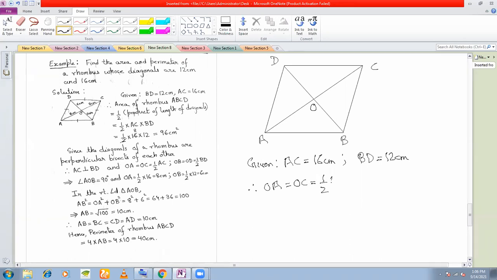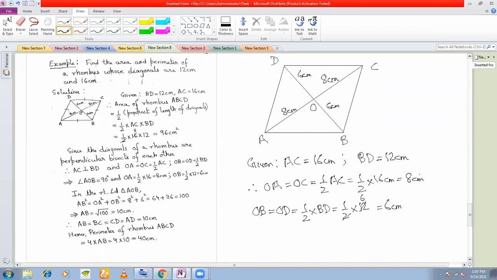Half of AC, right? Which is half into 16 centimeter, which is equal to 8 centimeter. So this length is 8 centimeter and this length is also 8 centimeter, right? What about OB and OD? OB is equal to OD is equal to half of BD, which is half into 12. So you get 6 centimeter. So you're getting this as 6 centimeter and this as 6 centimeter.